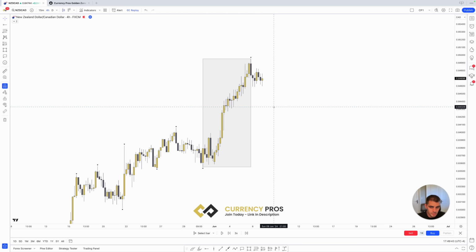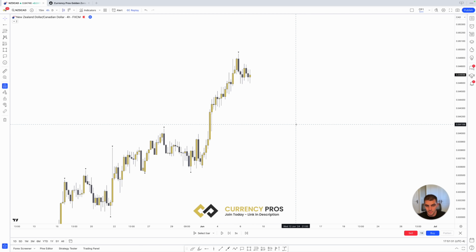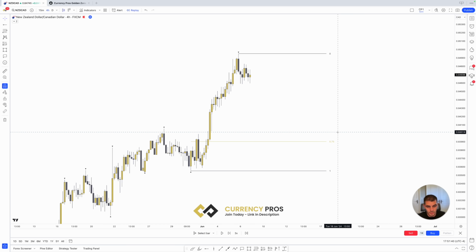I hope you can see those little triangle annotations on my chart. That is the work of the Currency Pros indicator, just one of the many features that it offers. Now that those swing points have been established, what we need to do next is double click on the indicator and enable the show fib levels setting. What that will do is show us the Fibonacci retracement that we have set.